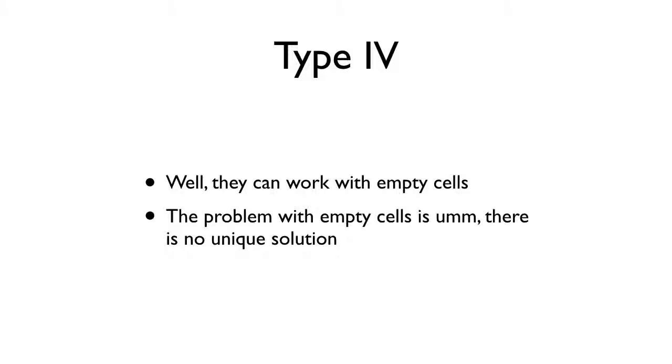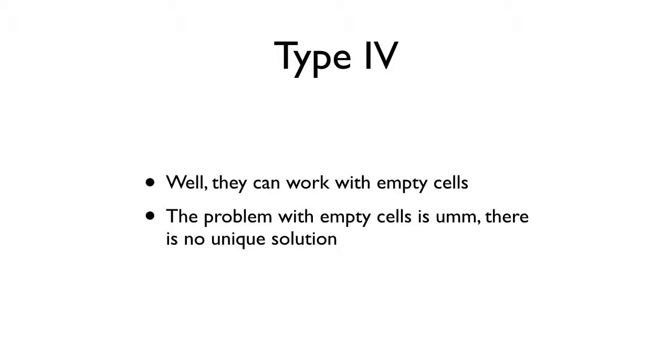Of course, there's type 4. No, there is no type 5. But there's a fourth type of sum of squares. What if we have an empty cell? I think I have an example. The problem with empty cells is there's no unique solution, because you don't know what belongs there, as there's literally no data there.